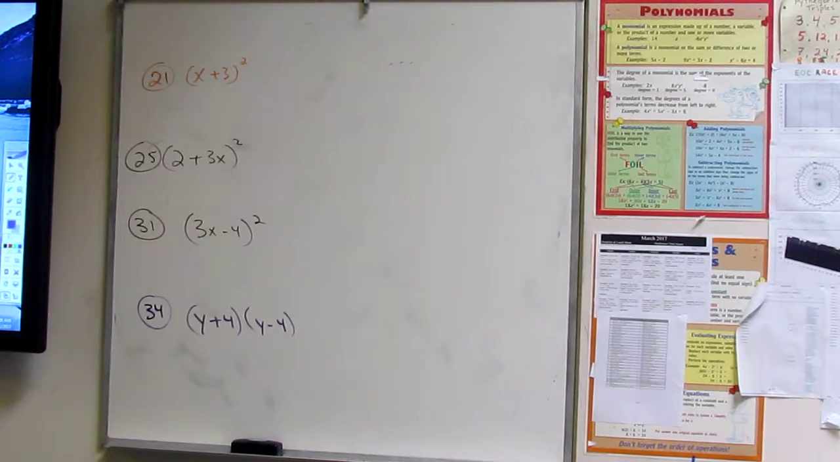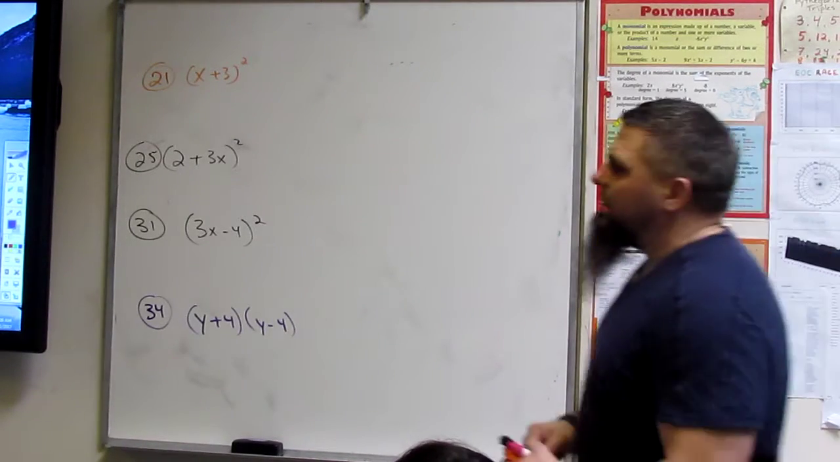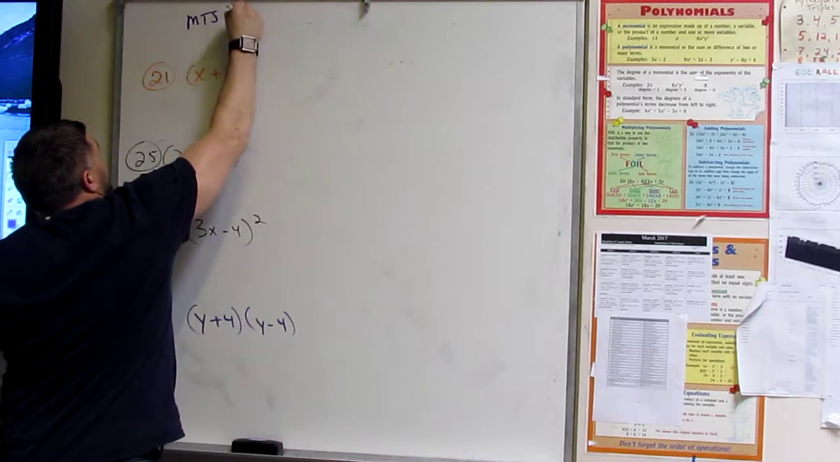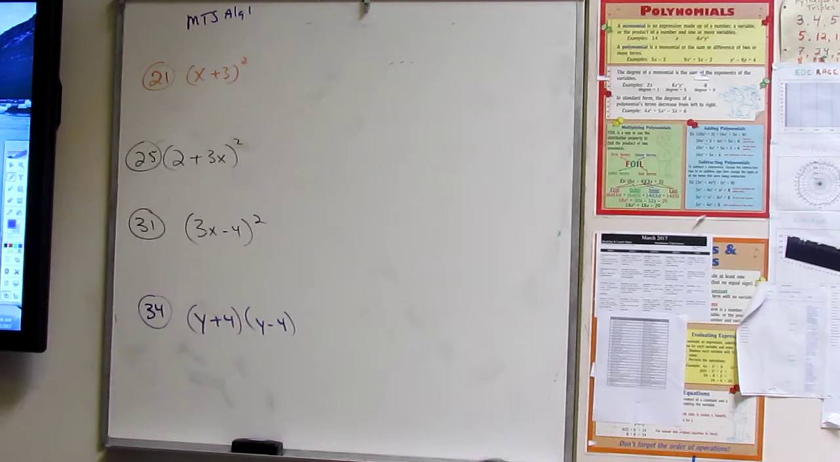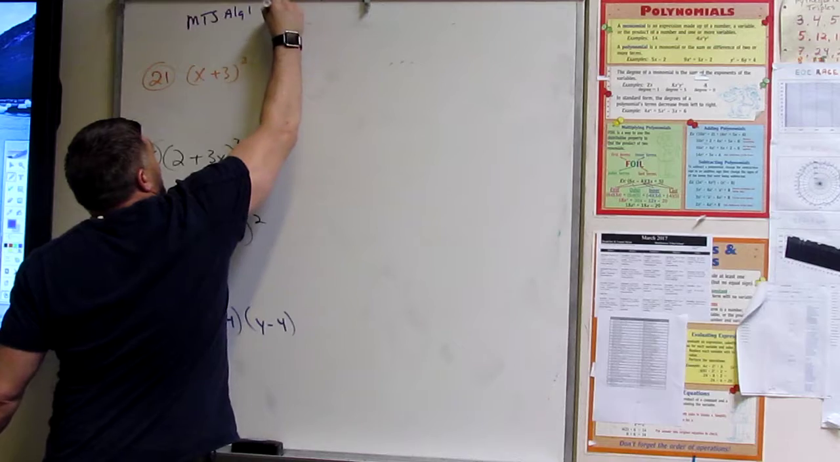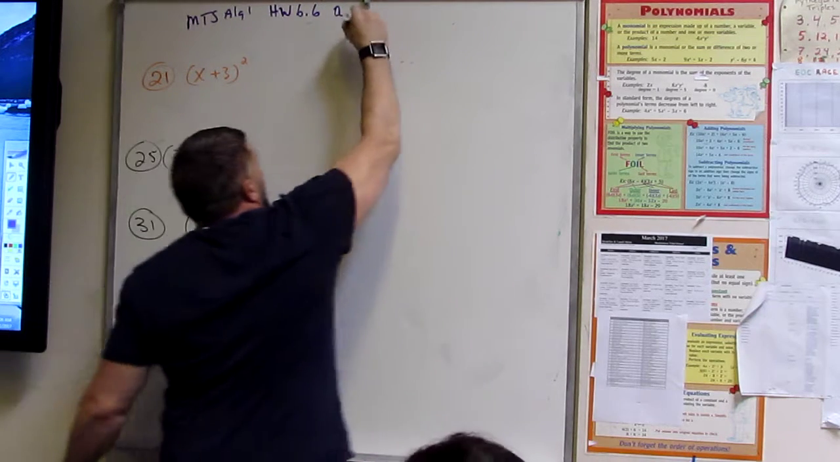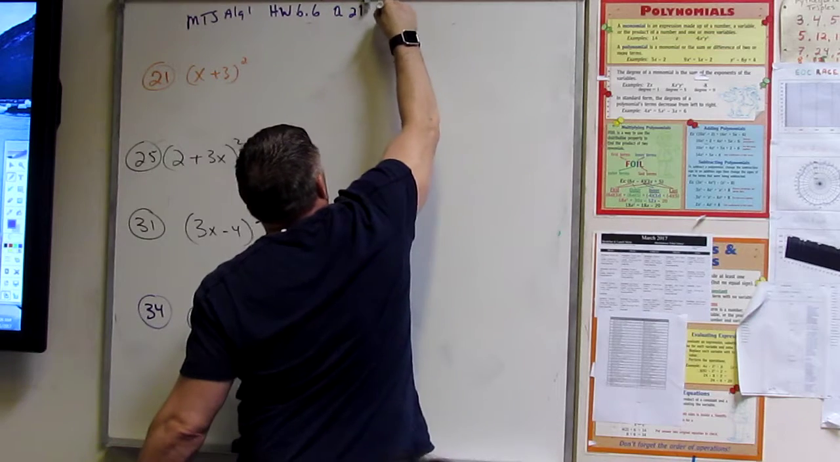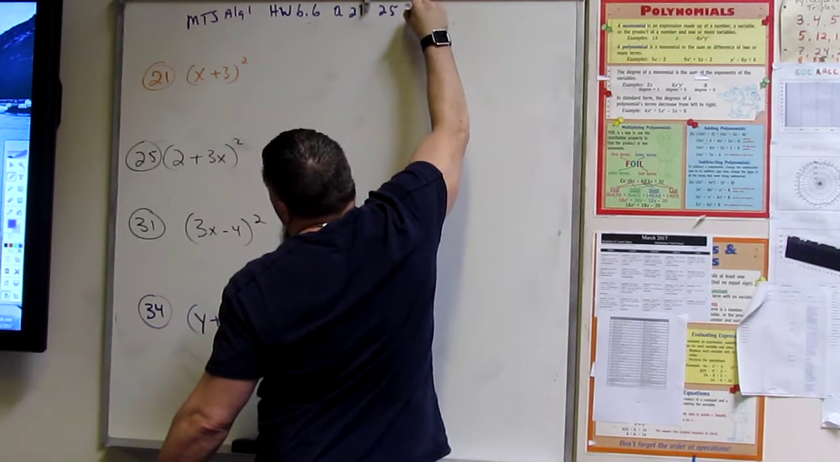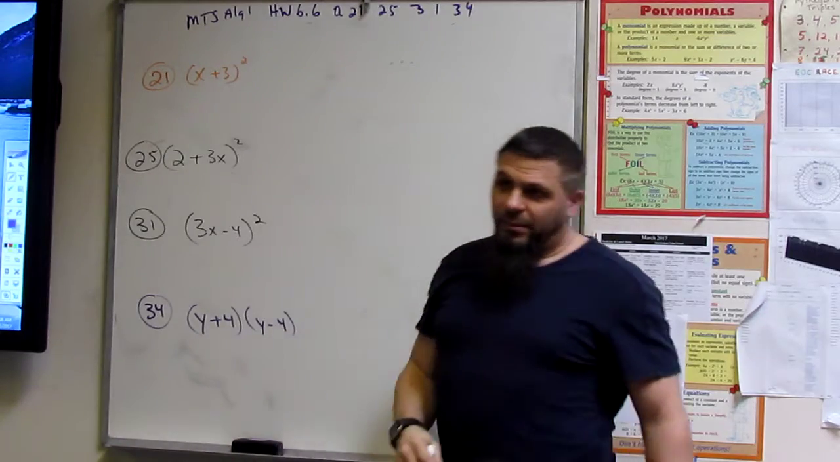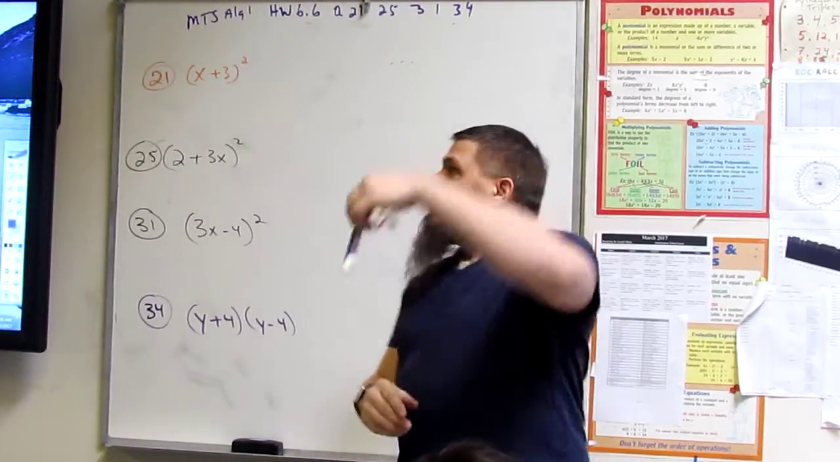All right, this is going to be MTS ALG1 6.6. So we're going to go over HW 6.6, questions 21, 25, 31, and 34. Okay? All right, here we go.